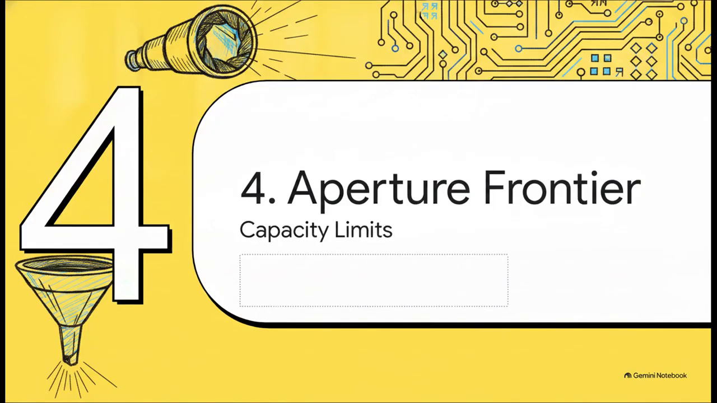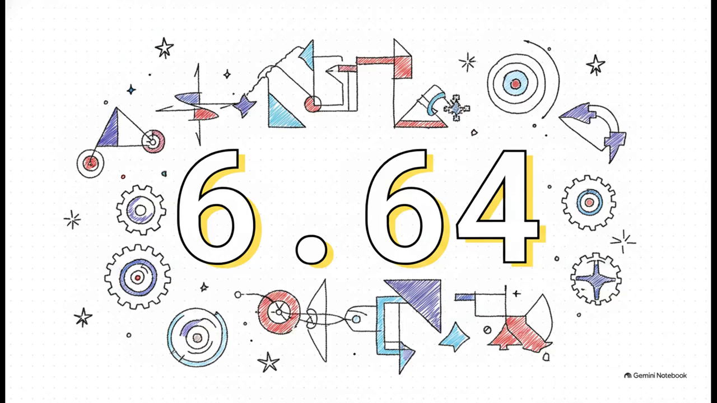All right, Section 4, Law 2, the aperture frontier. Let's look at the capacity limits. So, if the machine is limited by the precision of the data we give it, exactly what is that limit? Well, check out this incredibly specific number, 6.64. In the world of our arithmetic clock, this isn't just some random decimal. It is a hard, physical constant that completely governs the entire computational substrate.